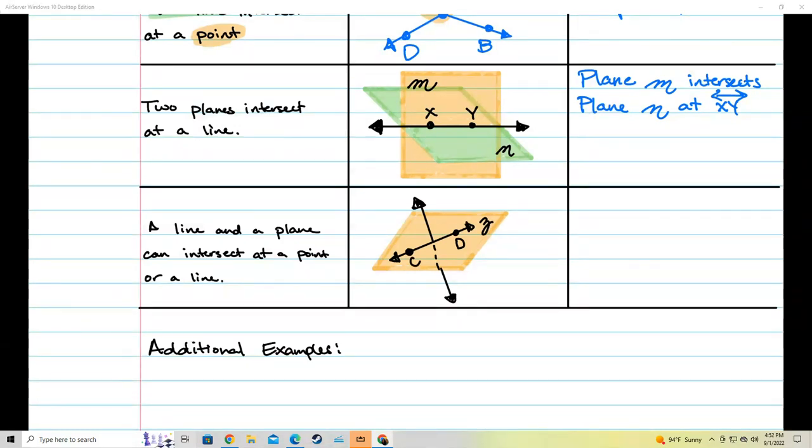And let's see, I got a point right here. I'm going to go ahead and call that point A. This point down here, I'm going to call point B. And then this point right here, I'm going to call point X. All right, let's talk about the intersections of these lines.